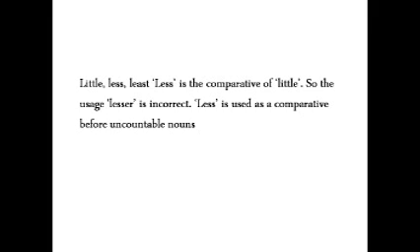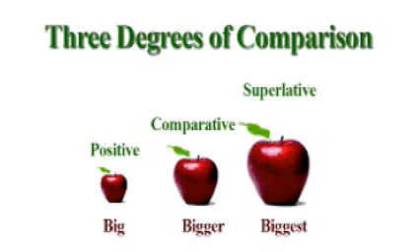Little, less or least is also used for comparison. Less is the comparative of little, so the usage lesser is incorrect. Less is used as comparative before uncountable nouns. Try these sentences. Correct if they are incorrect. So what you have to do is correct the sentences.